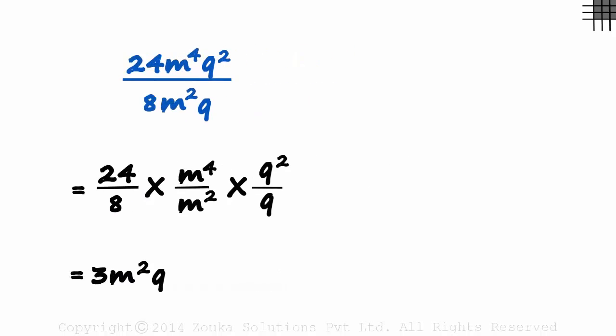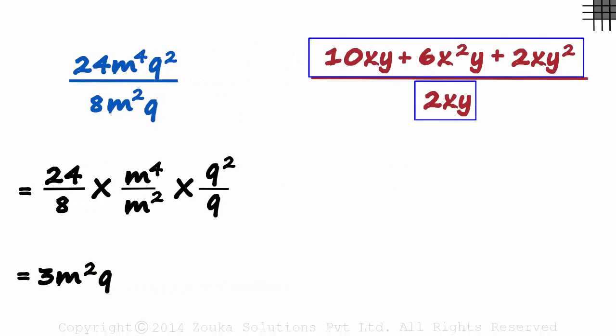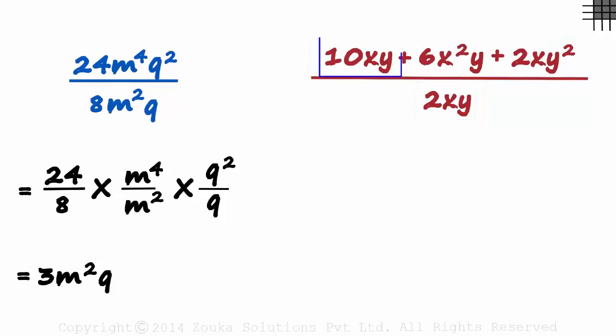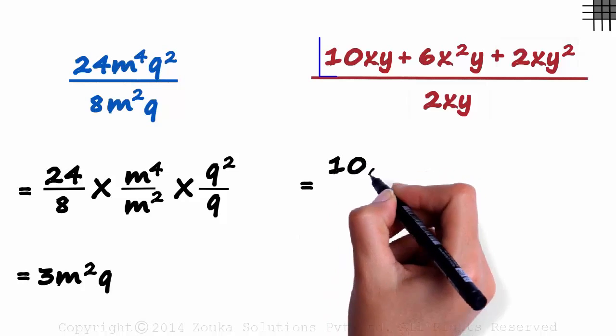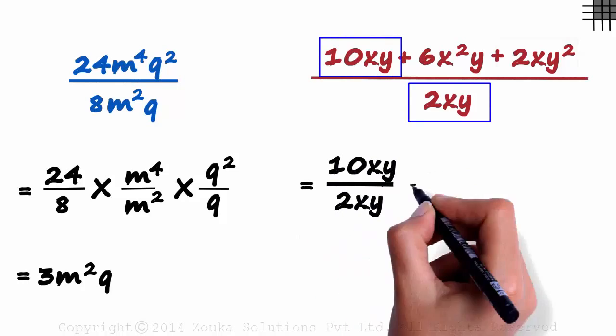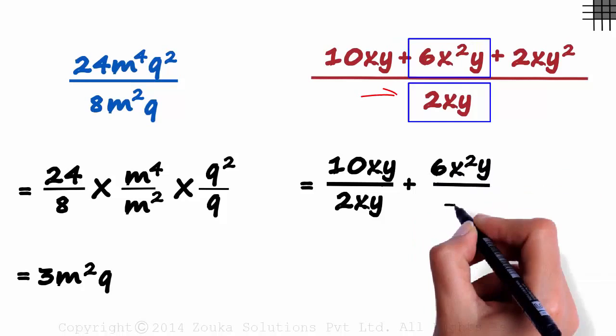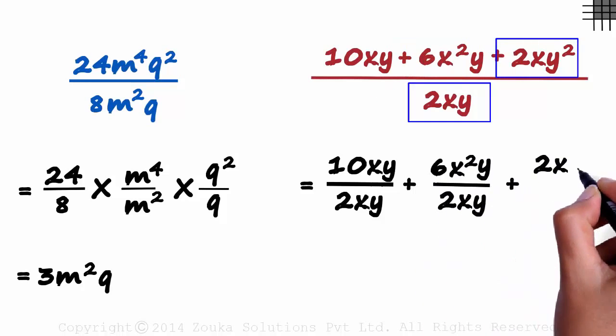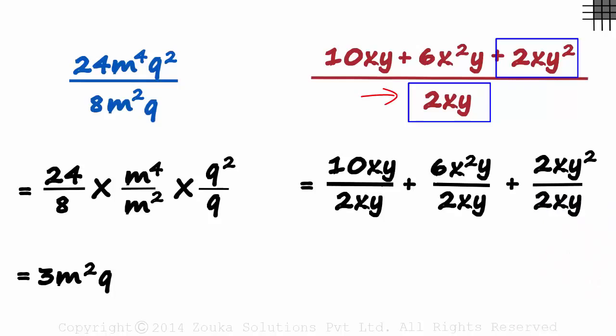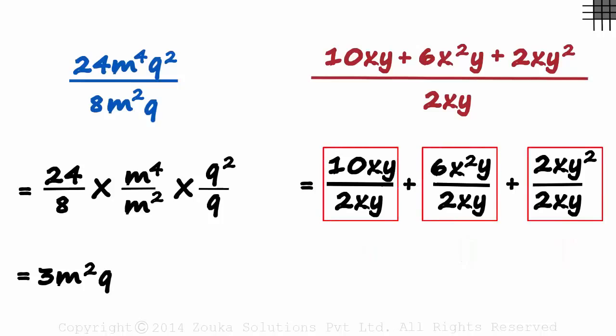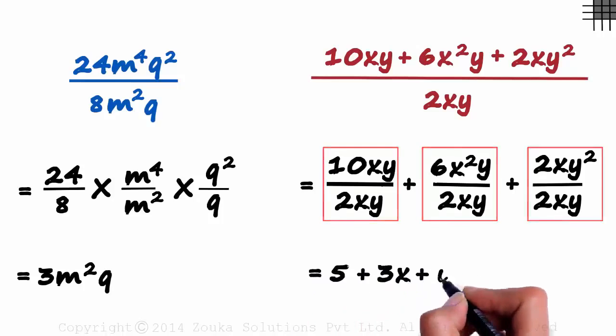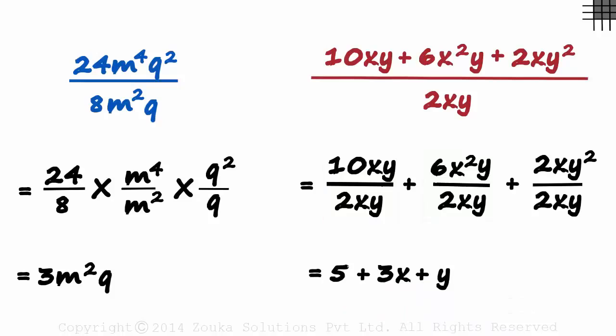And another type would be that of a polynomial divided by a monomial like this one. It would be the first term divided by the divisor plus the second term divided by the divisor and so on. Here it would be 10xy divided by 2xy plus 6x squared y divided by 2xy plus 2xy squared over 2xy. That gives us 3 cases of monomial over monomial. Solving each case gives us 5 plus 3x plus y. So, in algebraic expressions, it is imperative that you understand the concept of terms.